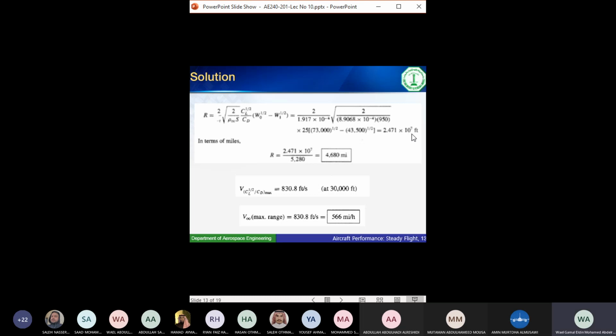Okay, 24.7 million. How do I know it's feet? Because I used all the standard units. I used the weight in pounds, the density in slugs, and the thrust-specific fuel consumption per second, so the range is in feet. If you want it in miles, or in kilometers, convert from feet, but typically we put it in miles. The conversion factor is 5,280.